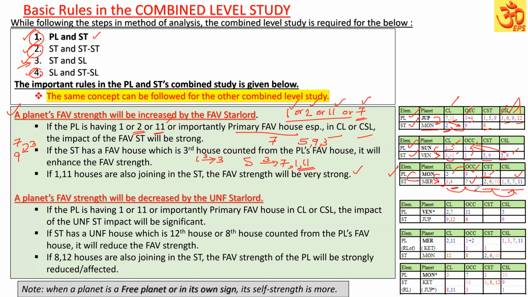I hope you have understood. So the favorable strength of a planet will be increased by a favorable star lord. That too, if it has good houses, especially 1, 7. I mean, in this case of marriage, the 7th house, or any other primary house for that event, and of course the 11th house, importantly, if it is present, it is going to be more favorable. I hope you have understood this step.